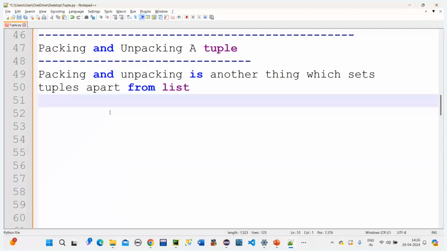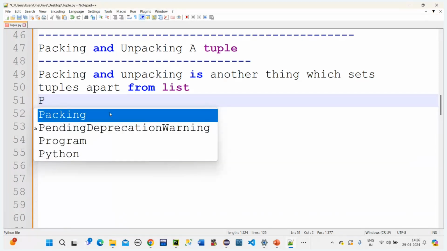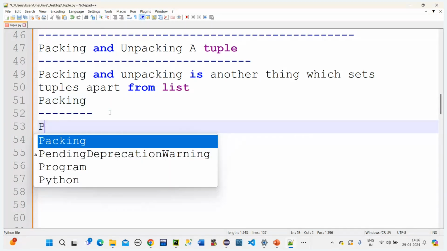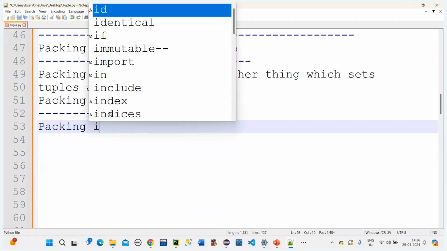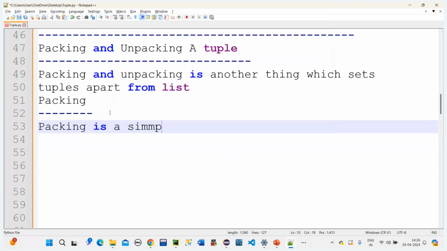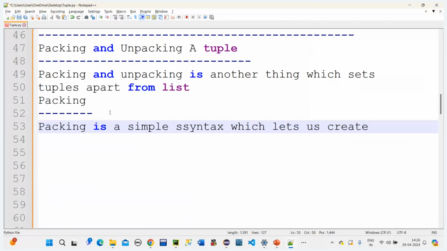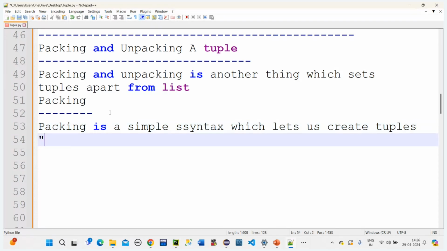So let's see here. First, we are going to see about packing. What is packing? Packing is a simple syntax that lets us create tuples. How is it allowing us to create tuples? Note this point, you need to note this. Tuples on the fly. What is the meaning of on the fly?